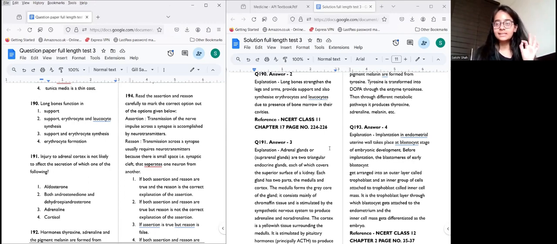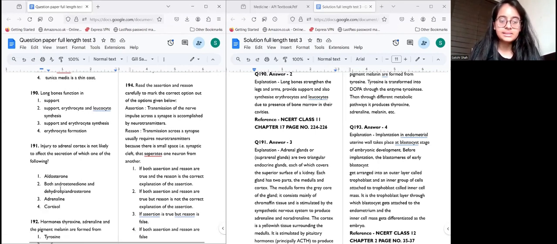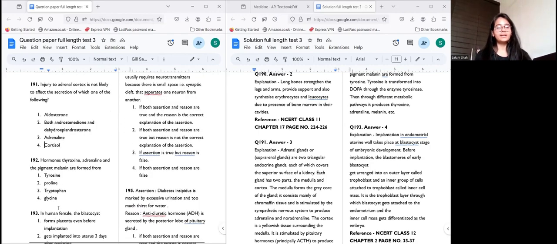So the outer cortex secretes various hormones, and the inner medulla secretes only one hormone, which is the adrenaline and noradrenaline. Okay. So now if we see aldosterone, androstenedione and dehydroepiandrosterone and cortisol. All these three are secreted by what? By the cortex. So if there's damage to the cortex, what will not be affected? The adrenaline, because that is produced by the medulla. So moving on to the next question, 192.